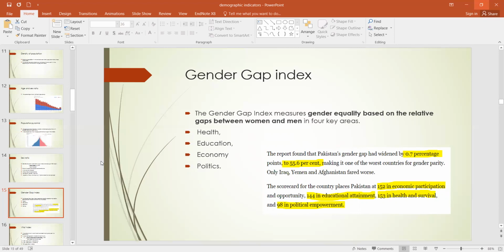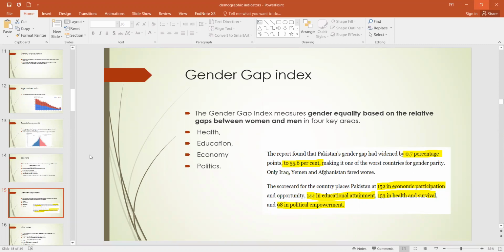it is 55.6%. Rank-wise, Pakistan is in 152nd position in the economic participation of women, 144th position in educational attainment of women, 153rd in health and survival rate of women, and 93rd in the political empowerment of women.